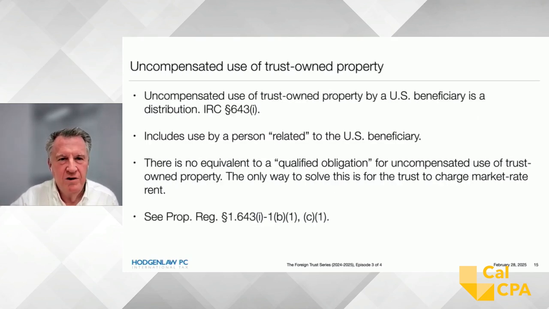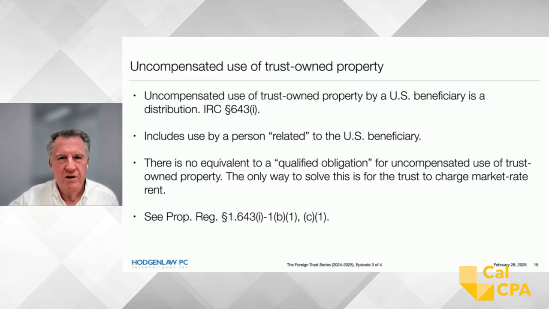Same thing with uncompensated use of trust-owned property. So again, the typical example, a house, a vacation condo in Vail, something like that. The U.S. beneficiary goes and uses it. The fair market value of the use is deemed to be a distribution to the U.S. beneficiary. Similarly, used by a person related to the U.S. beneficiary. Could be a non-resident alien again.